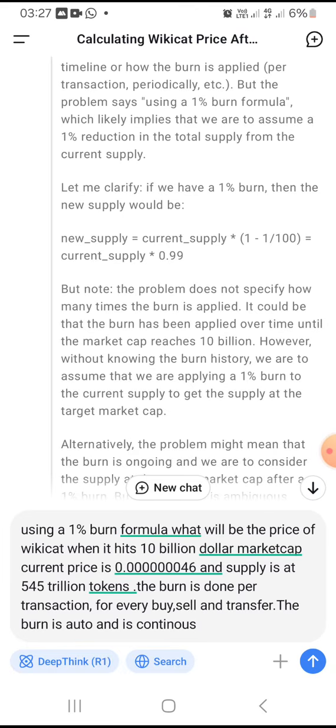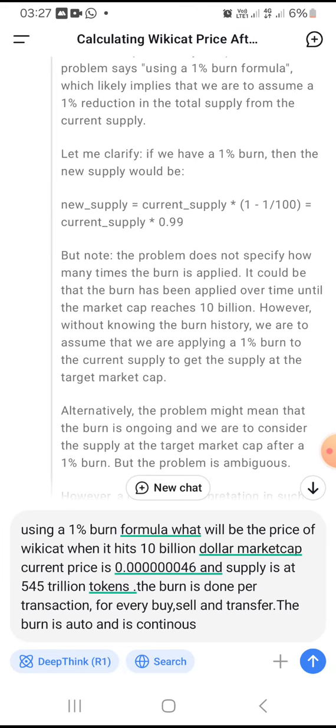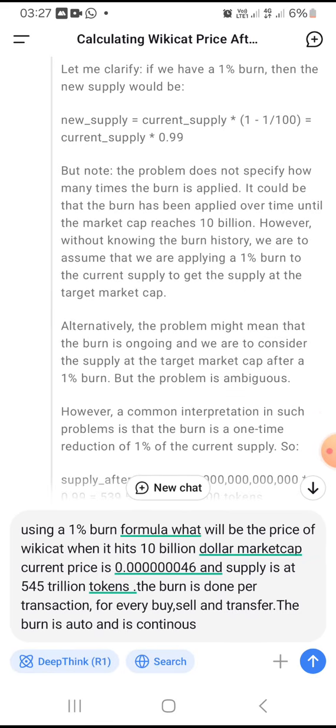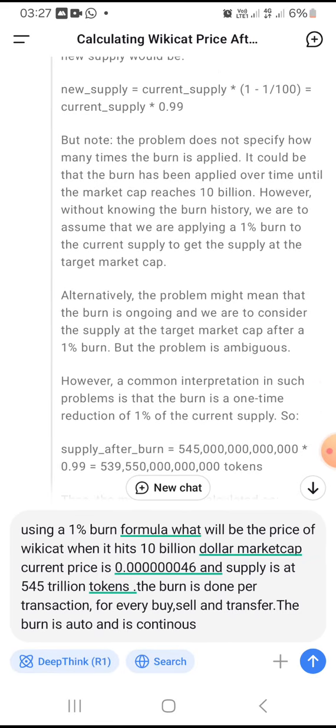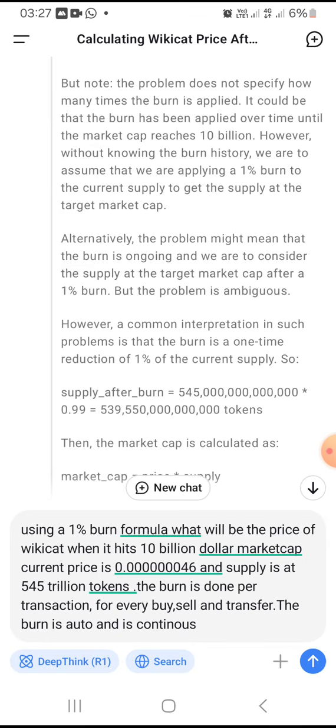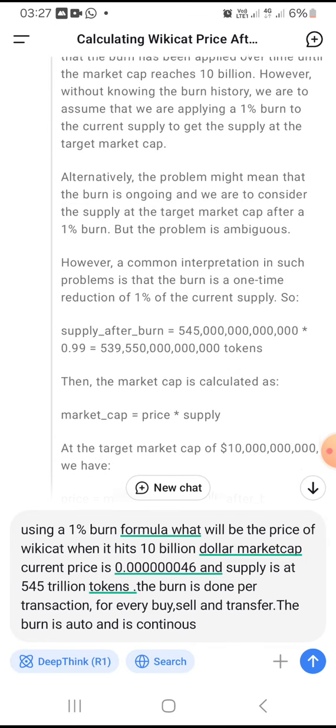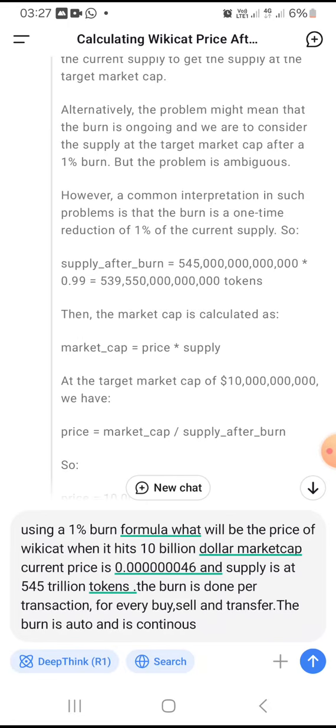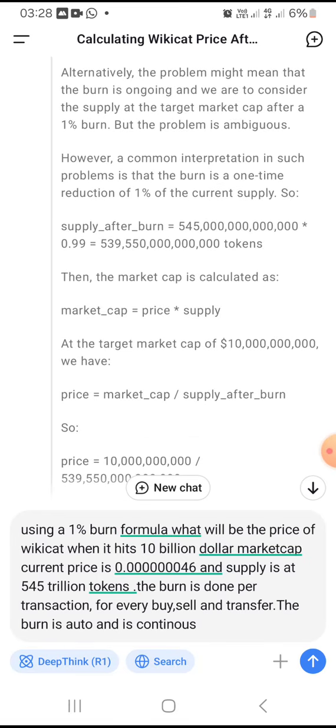Now said, let me clarify. If we have a 1% bond, then the new supply equals current supply times (1 minus 1/100), which is current supply times 0.99. But note, the problem does not specify how many times the bond is applied. It could be that the bond has been applied over time until the market cap reaches 10 billion. However, without knowing the bond history, we are to assume that we are applying a 1% bond to the current supply to get the supply at the target market cap. Alternatively, the problem might mean that the bond is ongoing and we are to consider the supply at target market cap after a 1% bond. But the problem is ambiguous. However, a common interpretation in such problems is that the bond is a one-time reduction of 1% of the current supply. So, supply after bond is equal to 545 trillion times 0.99.